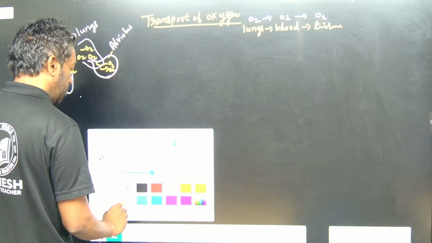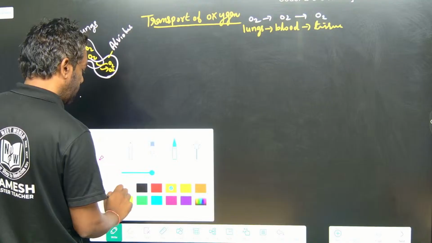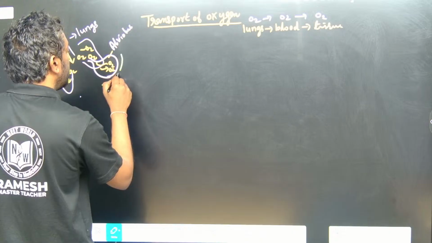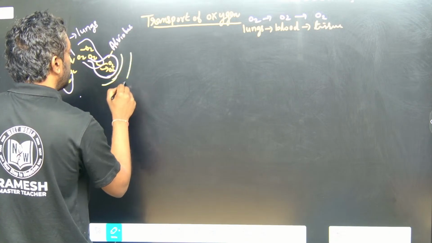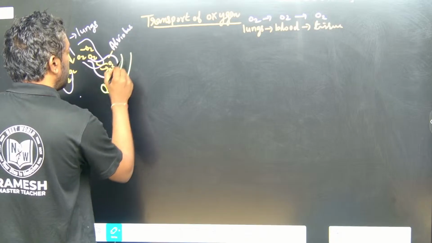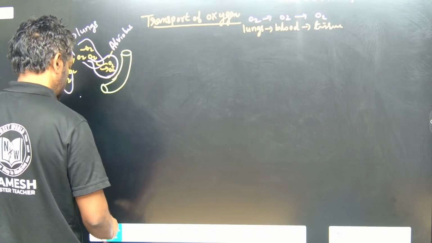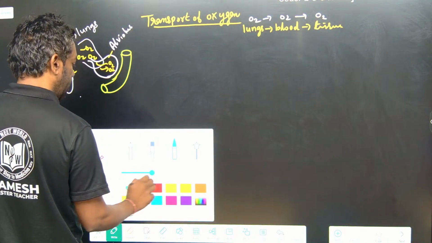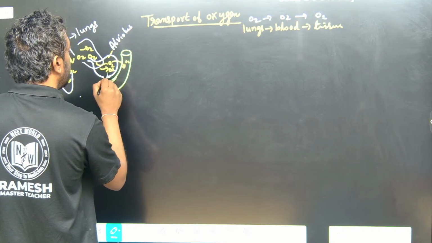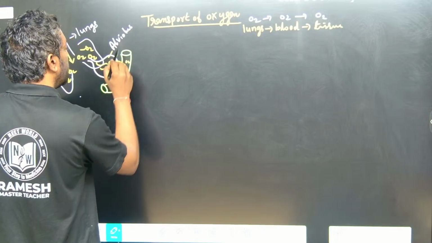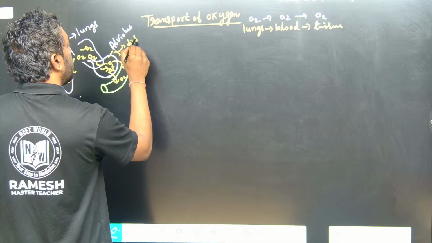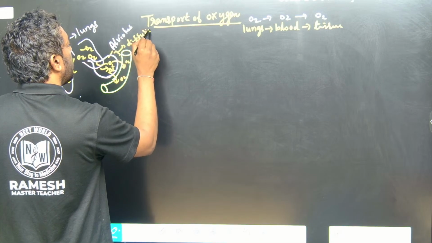Alveolus. The blood can reach around the alveolus. This is the blood vessel. Oxygen is transported from the alveolus to the blood vessel. The process is called diffusion.